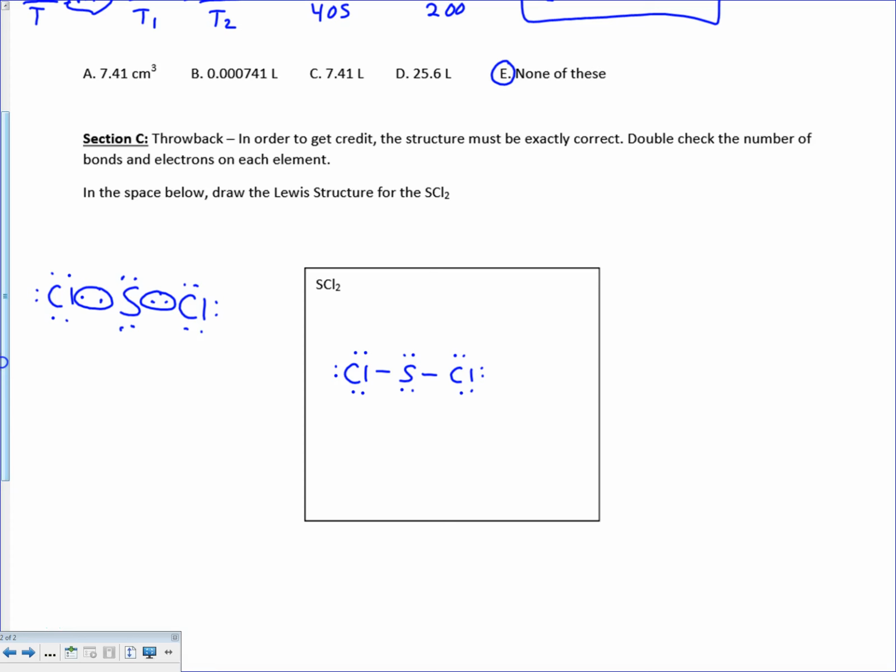You could have a slightly different shape here, like the chlorine could be coming off the top and the bottom of the S, or we could have one chlorine on the left and one chlorine on the bottom, or something like that. But you have to have a sulfur in the middle. The sulfur has to have 2 bonds on it and 2 electron pairs. The chlorines need to be on the sides. The chlorine should have the 1 bond each, and then 3 electron pairs around them. So that's what I'll be looking for on that one.